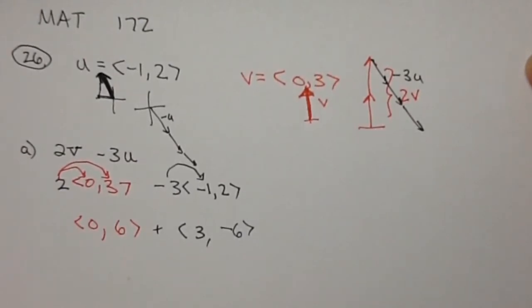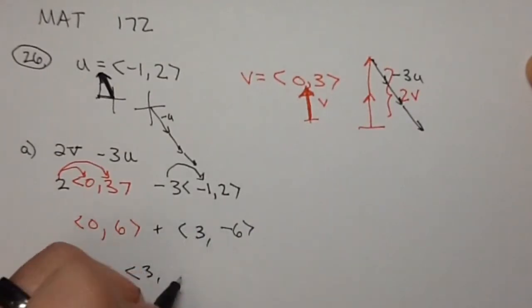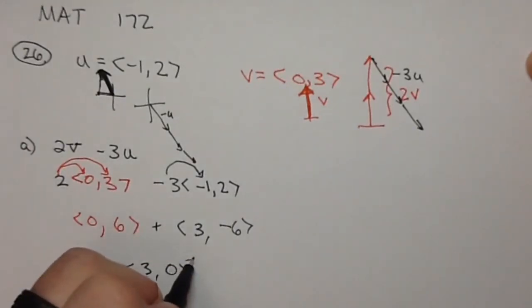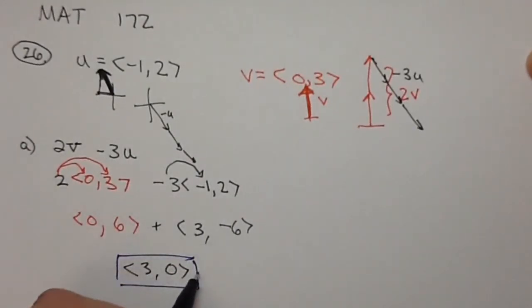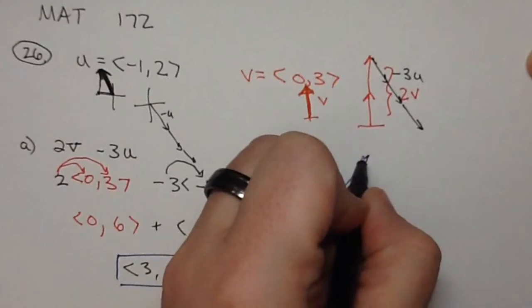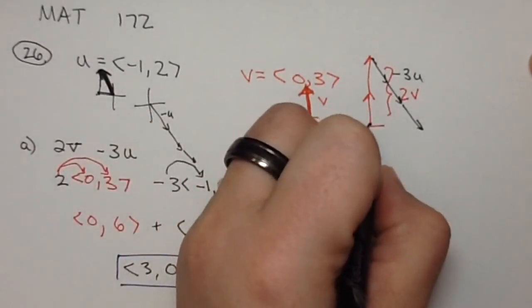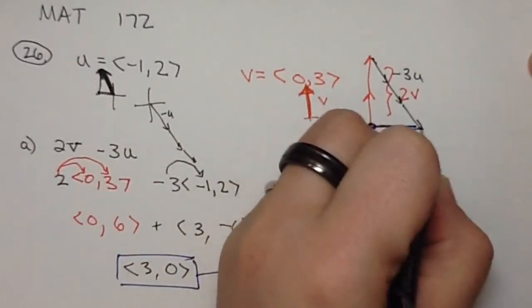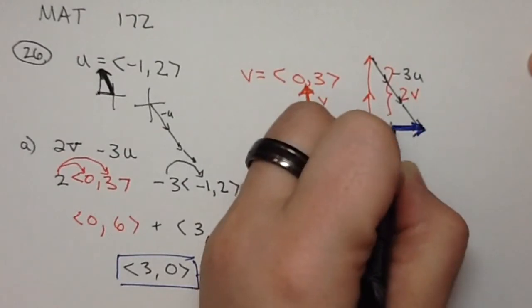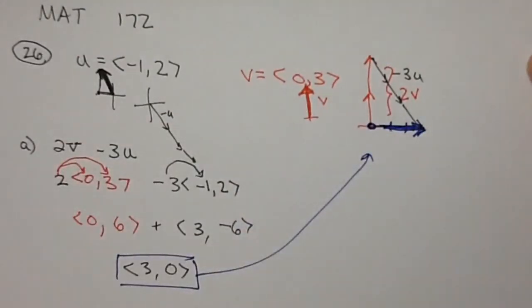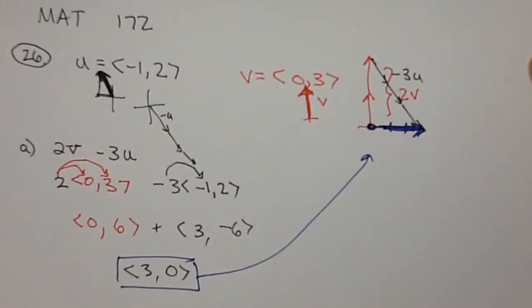So then we add these component-wise. 0 plus 3 is 3, and 6 minus 6 is 0. So this is our resultant vector. It is 3 to the right and 0 up and down, which makes sense. If we draw from the beginning of the first to the end of the second, this is 1, 2, 3 units. So that's our result.